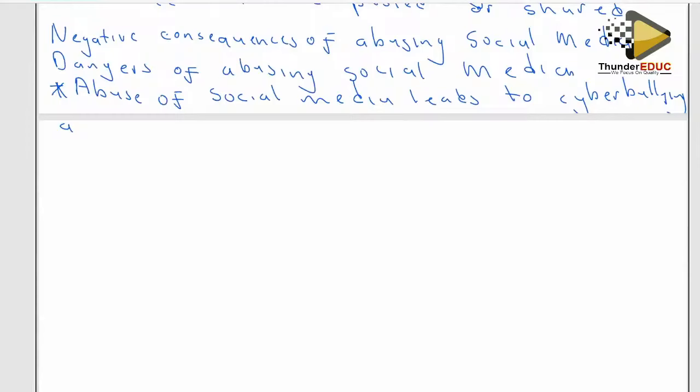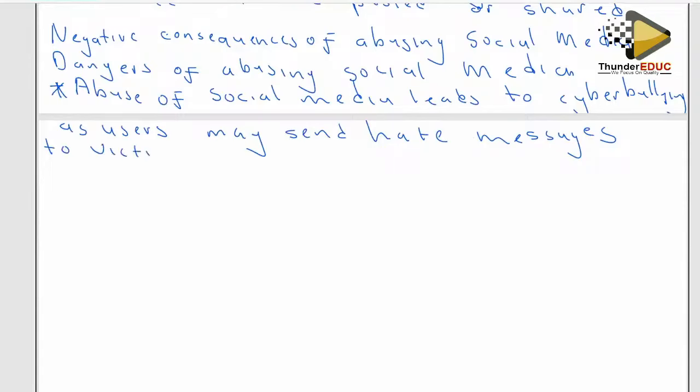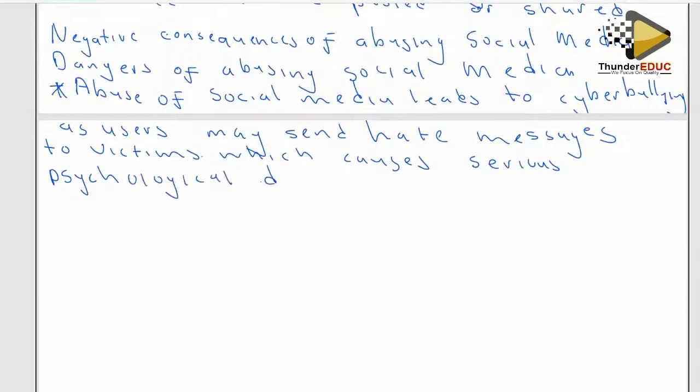As users may send hate messages to victims, which causes serious psychological damage. This causes serious psychological damage to the victims.